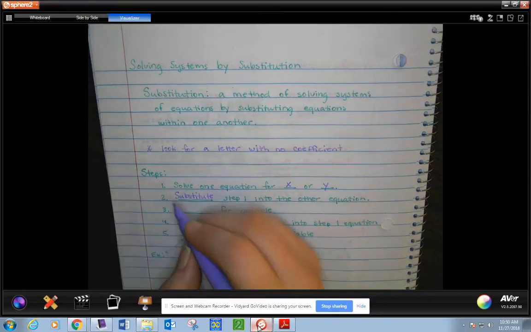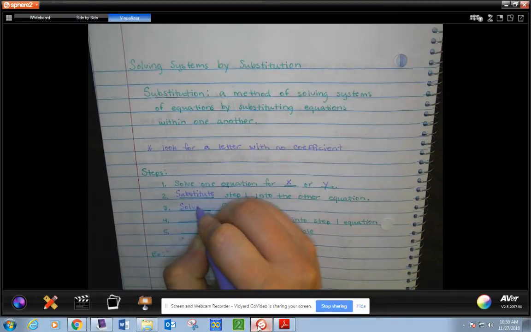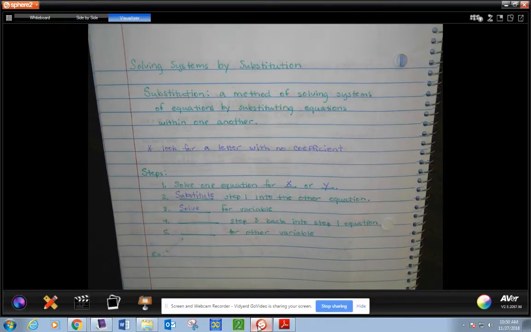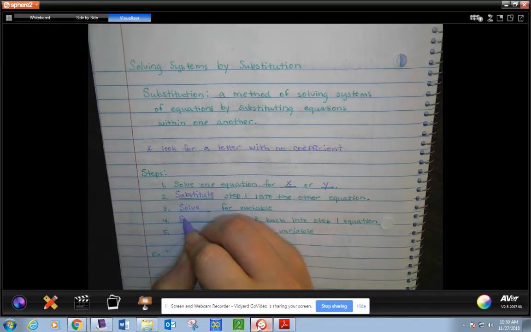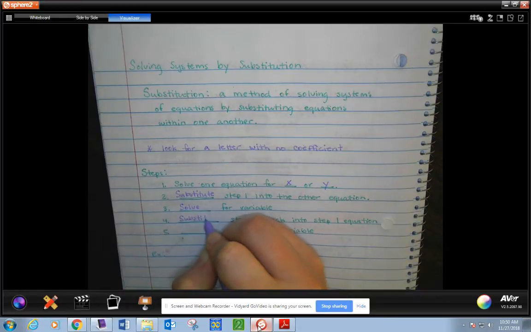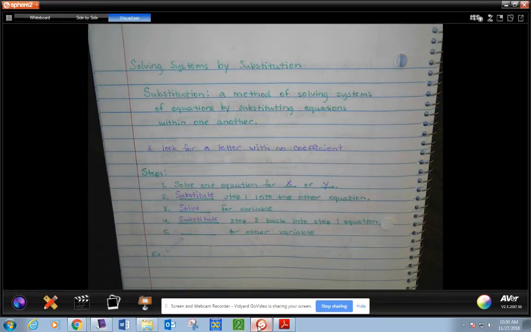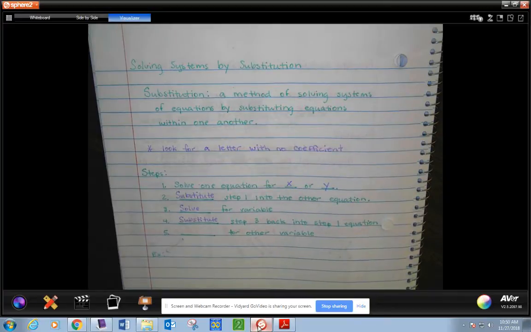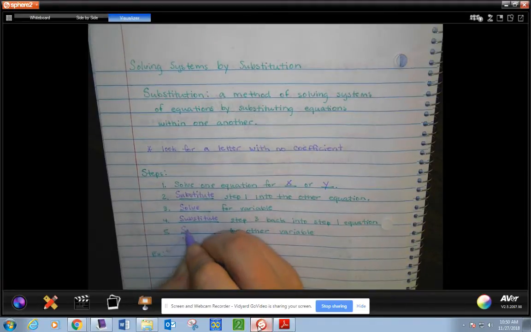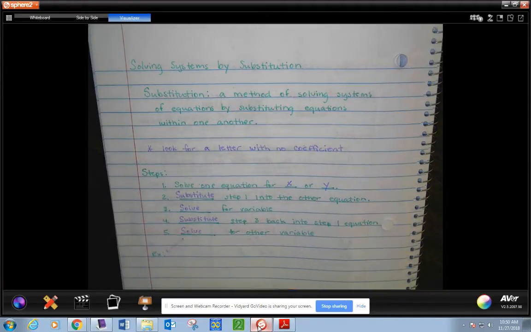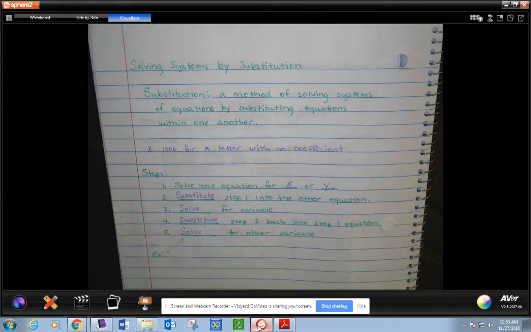For step 3, you're just going to solve for that variable in the equation you're working in. On step 4, you're going to take the answer from step 3 and substitute it back into your step 1 equation, whatever letter you got by itself. And for step 5, you just solve whatever you have left for your other variable. Once you have both of your answers, you write them as an ordered pair.